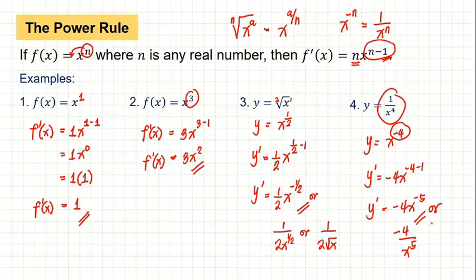Okay? So that is our power rule. So what you're going to do, you will just bring down your n here. That will become the numerical coefficient. Then you always subtract 1 to your exponent. Okay? So that's the power rule.